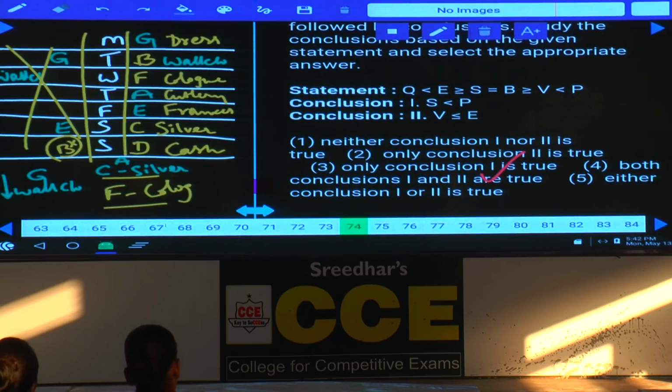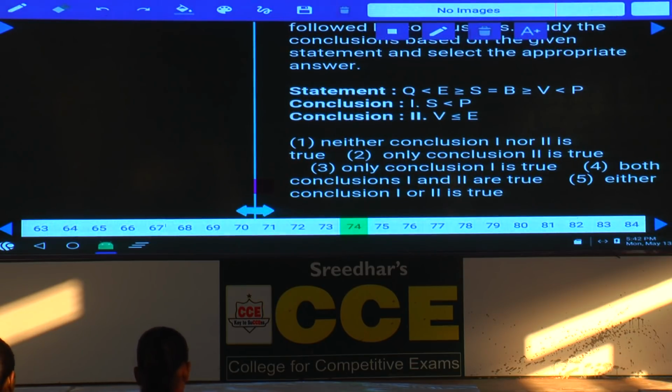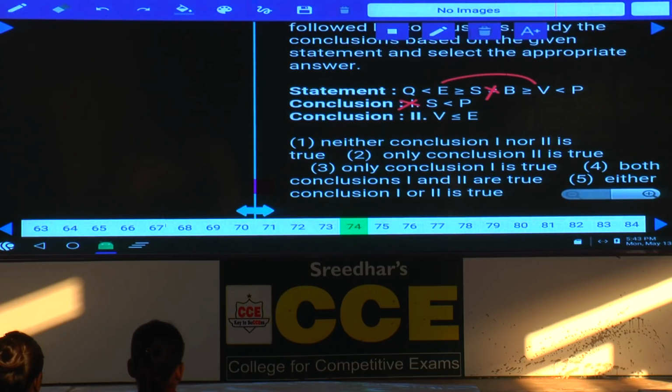Then question number 74 onwards. Now it is based on coded inequalities, the relation between S and P. S is here, P is here, between these 2 there are 2 opposite symbols, and so no relation can be drawn. And next one, V and E. E greater than or equal to V, which implies that V lesser than or equal to E is also true. And so what is your answer? Only 2 is true, choice 2.